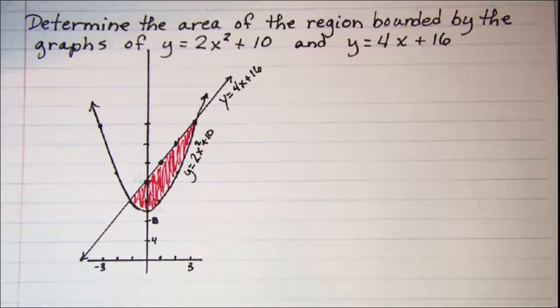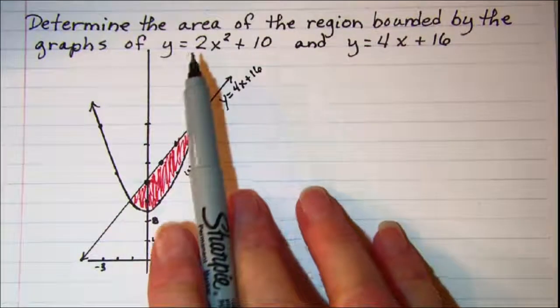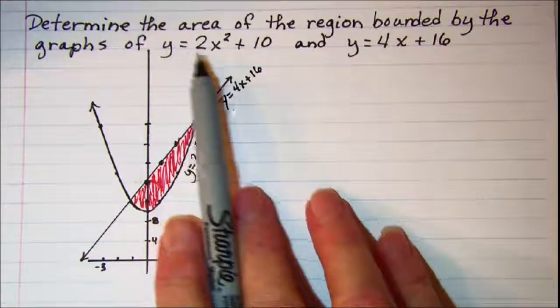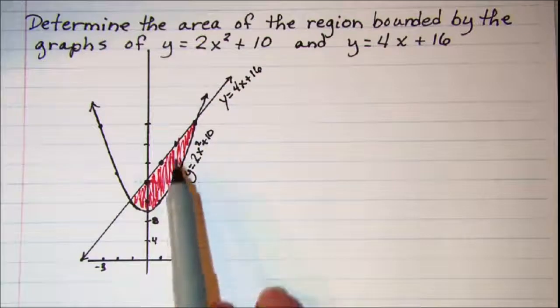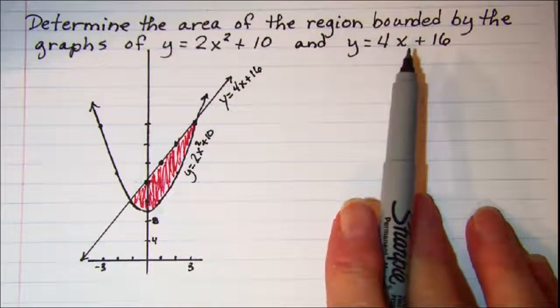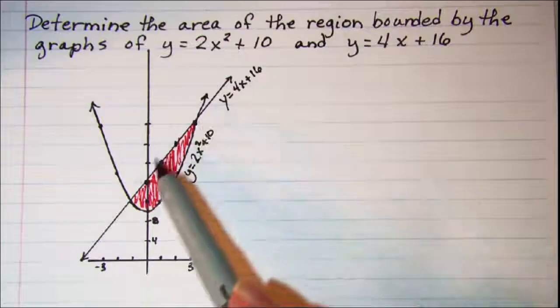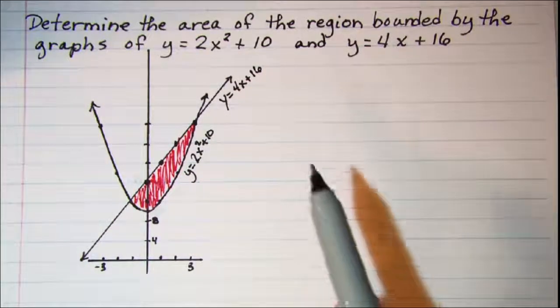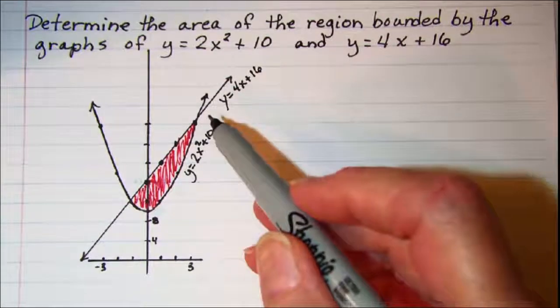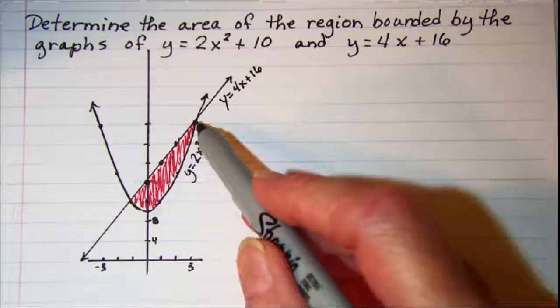Now I've drawn a sketch of these two functions. The first one, y equals 2x squared plus 10, is this parabola. And y equals 4x plus 16 is just the linear function shown here. Now our first step is to find the points where the two functions intersect, and it looks like we have 2 points.